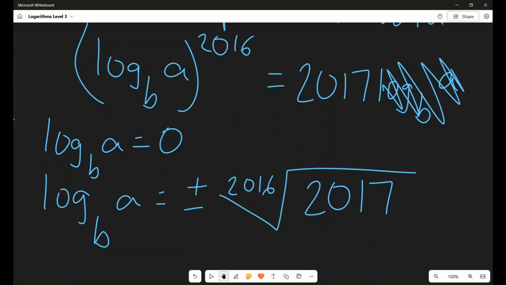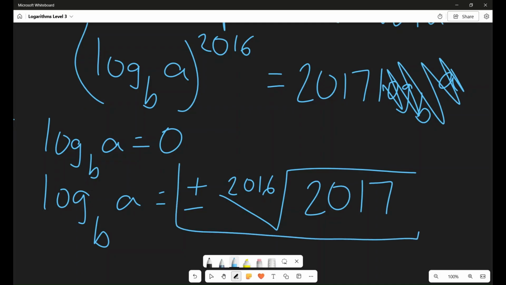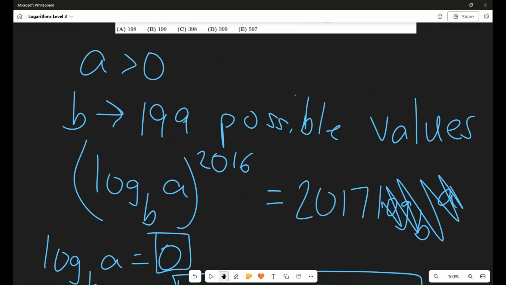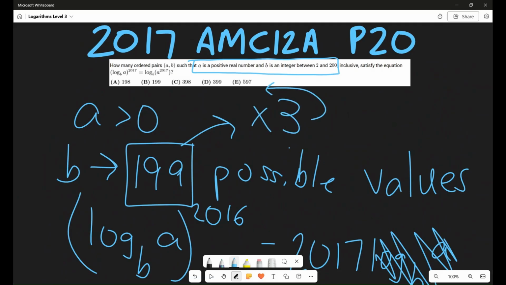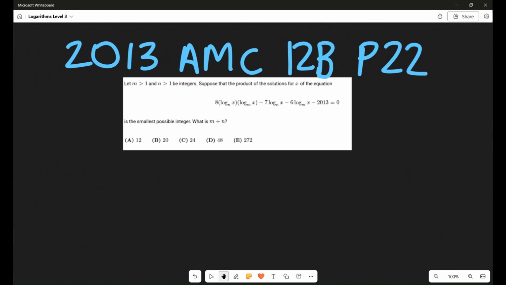Now that we know the three possible values of log base b of a, we know that for every value of b, there are three possible values of a, and it's easy to check that all of those values will be positive. So if this is the exponent, since b is positive, a will also be positive. If this is the exponent, a will just be equal to 1. So that gives three solutions for every value of b. And now we can use that count that we had earlier, multiply it by 3 to get our final answer of 597, which is option E. So now we can move on to the next question.